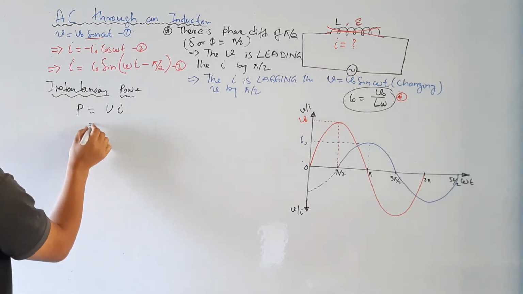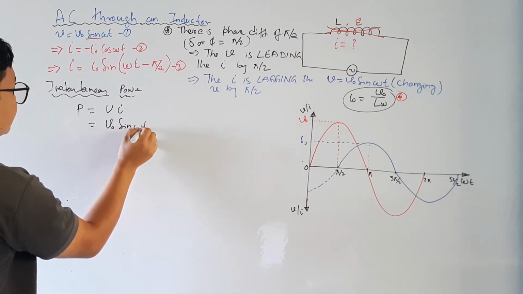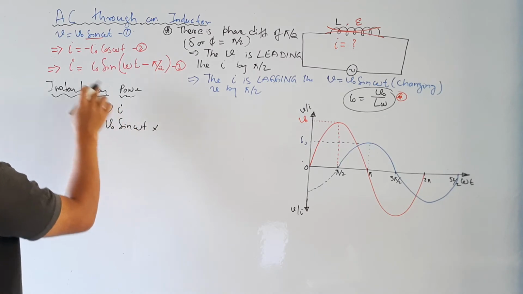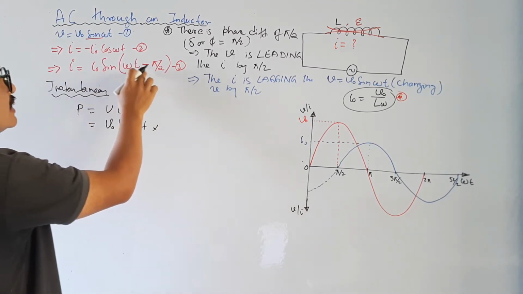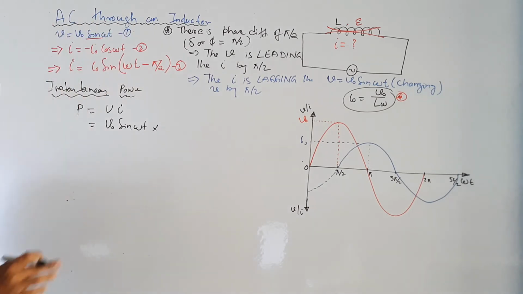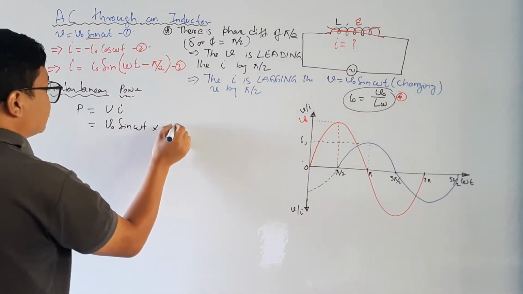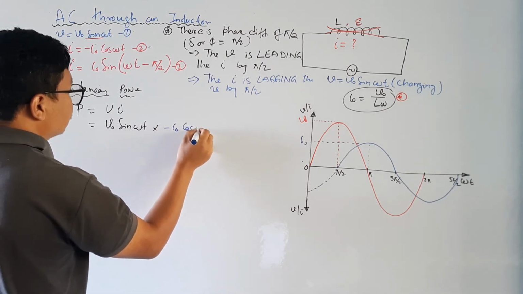Okay, so what is the formula of V? It is V0 sine omega t. What is the value of I? I is equal to I0 sine (omega t minus pi by 2). Another way to write this is minus I0 cos omega t. So I am going to use this formula: minus I0 cos omega t.